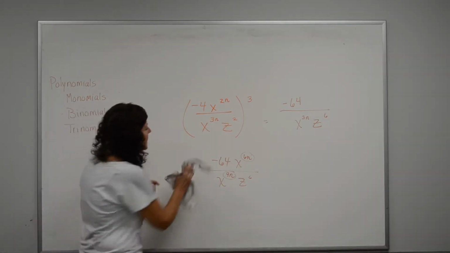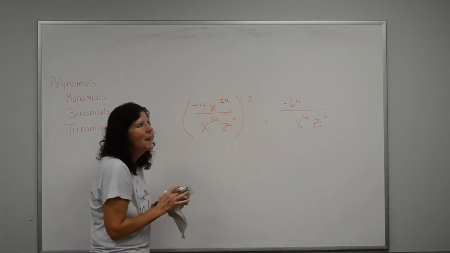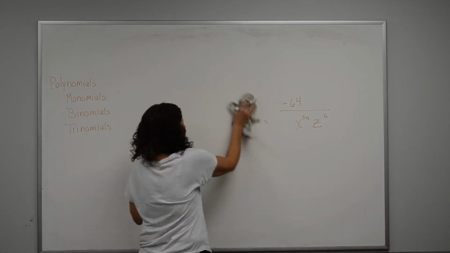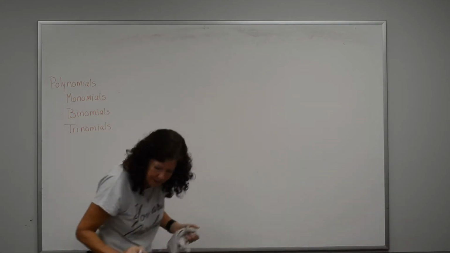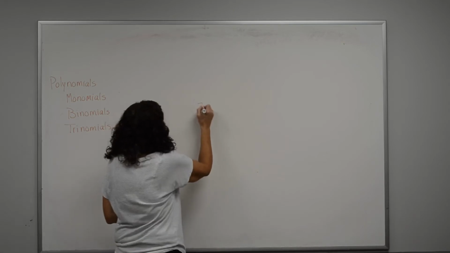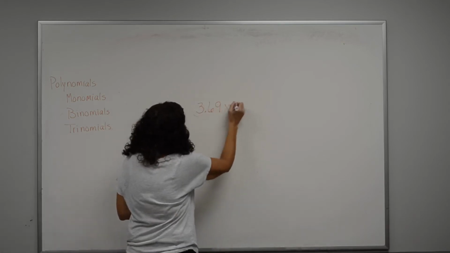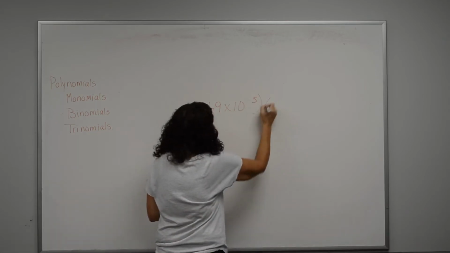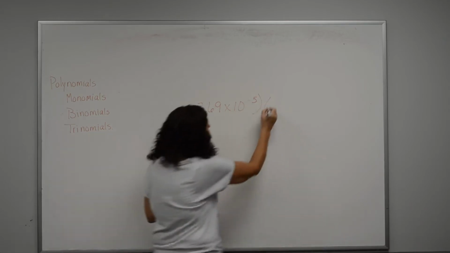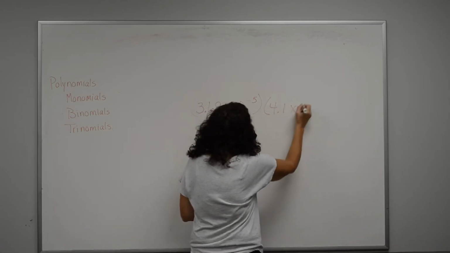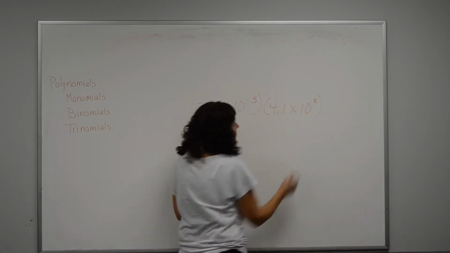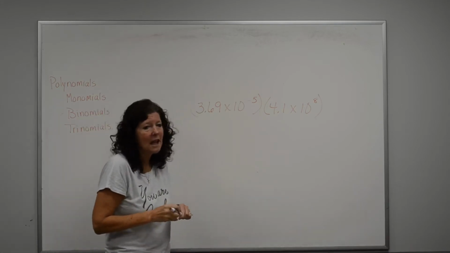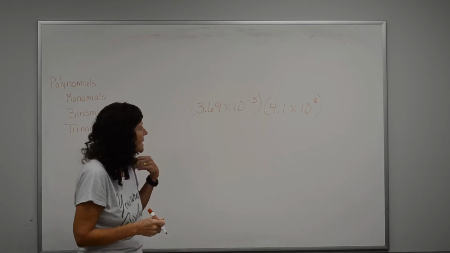All right, then you can take this and you can combine it with scientific notation. Okay, that's why we started out with scientific notation. So let's say I have 3.69 times 10 to the negative 5th power and 4.1 times 10 to the 8th power. Now I'm going to show you how to do this by hand, and I'm going to show you how to do it on your calculator. Okay, you can use a calculator now, so you can put it in a scientific mode.